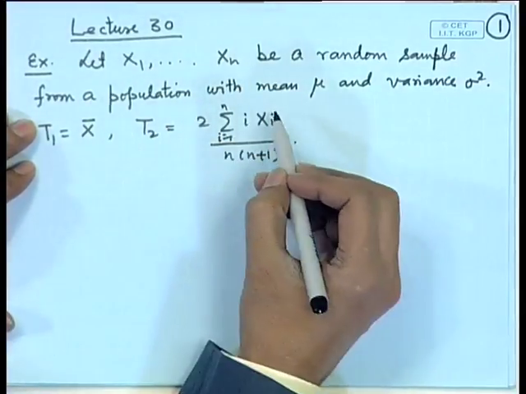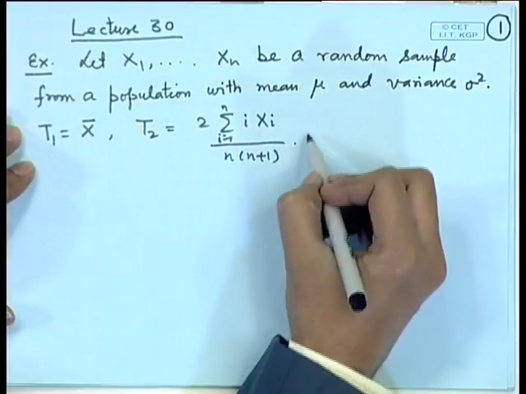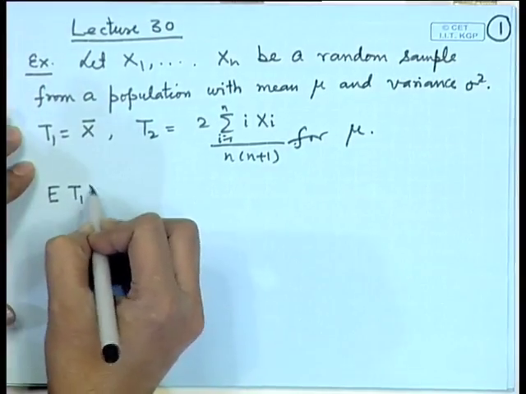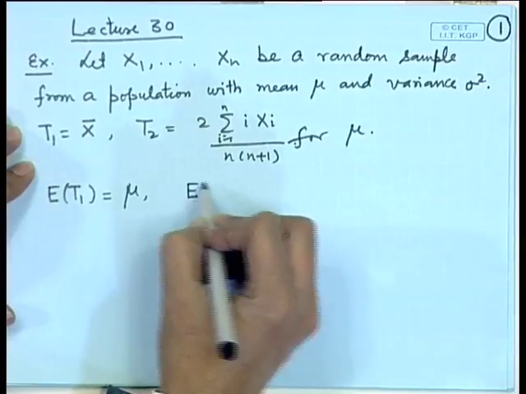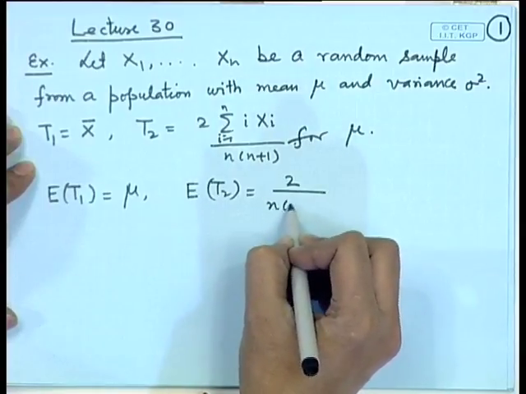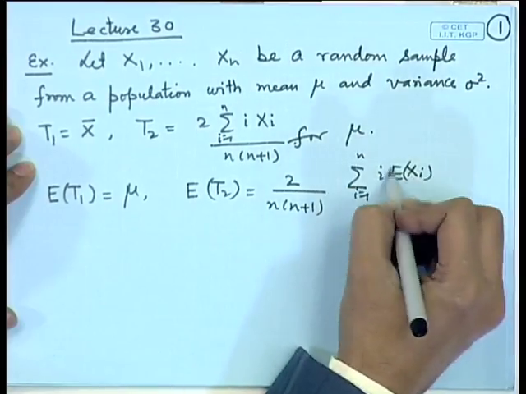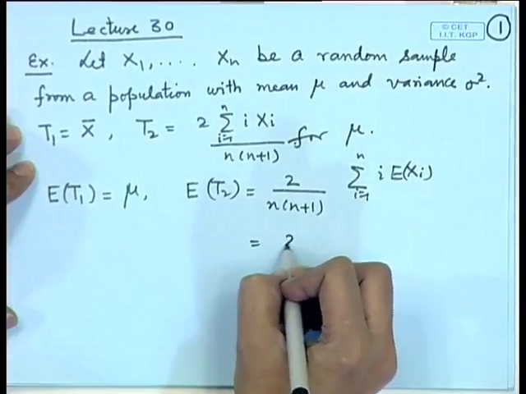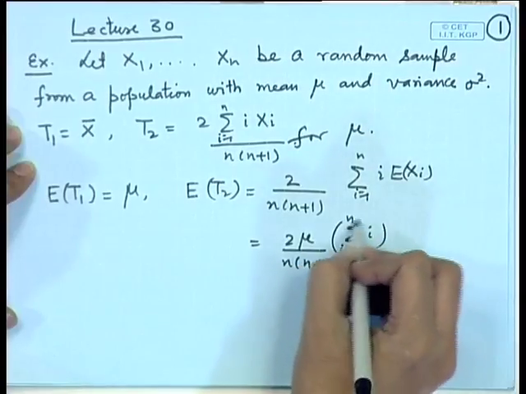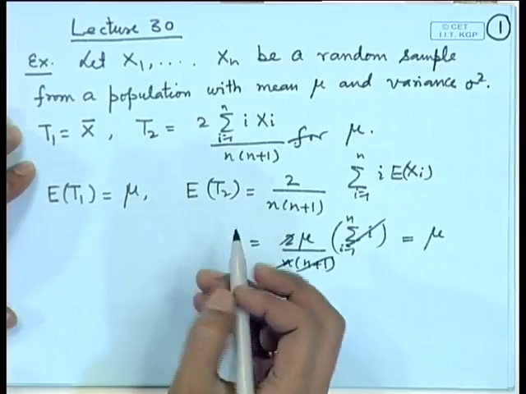Suppose we have a random sample from a population with mean mu and variance sigma square. Now, let us consider estimators T1 and T2 for mu. Let us see, what is the expectation of T1? Naturally, it is equal to mu. What is the expectation of T2? You can apply the linearity property of the expectation. So this becomes 2 divided by n into (n plus 1), sum of i times expectation of X i. Now, expectation of X i is mu. So this reduces to 2 mu by n into (n plus 1), sum of i from 1 to n. Now, this is nothing but n into (n plus 1) by 2. So this cancels out and you get that both T1 and T2 are unbiased estimators.